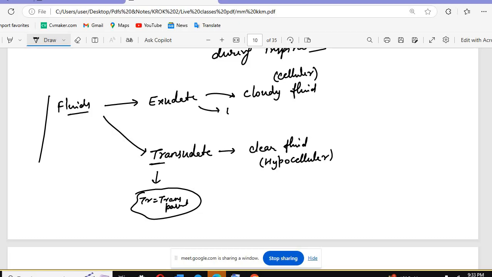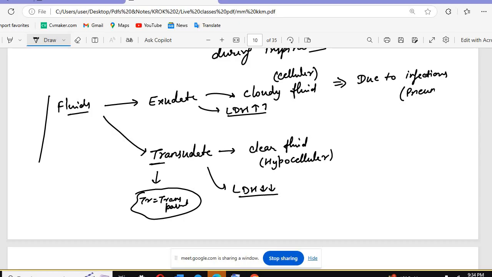In exudate, you are going to see the LDH will be very, very high. And in the transudate, remember, the LDH will be very, very low. LDH is lactate dehydrogenase. So for the cloudy fluids, why will the exudate occur? Exudate is usually seen due to infections, like pneumonia, tuberculosis, CTD, or trauma.